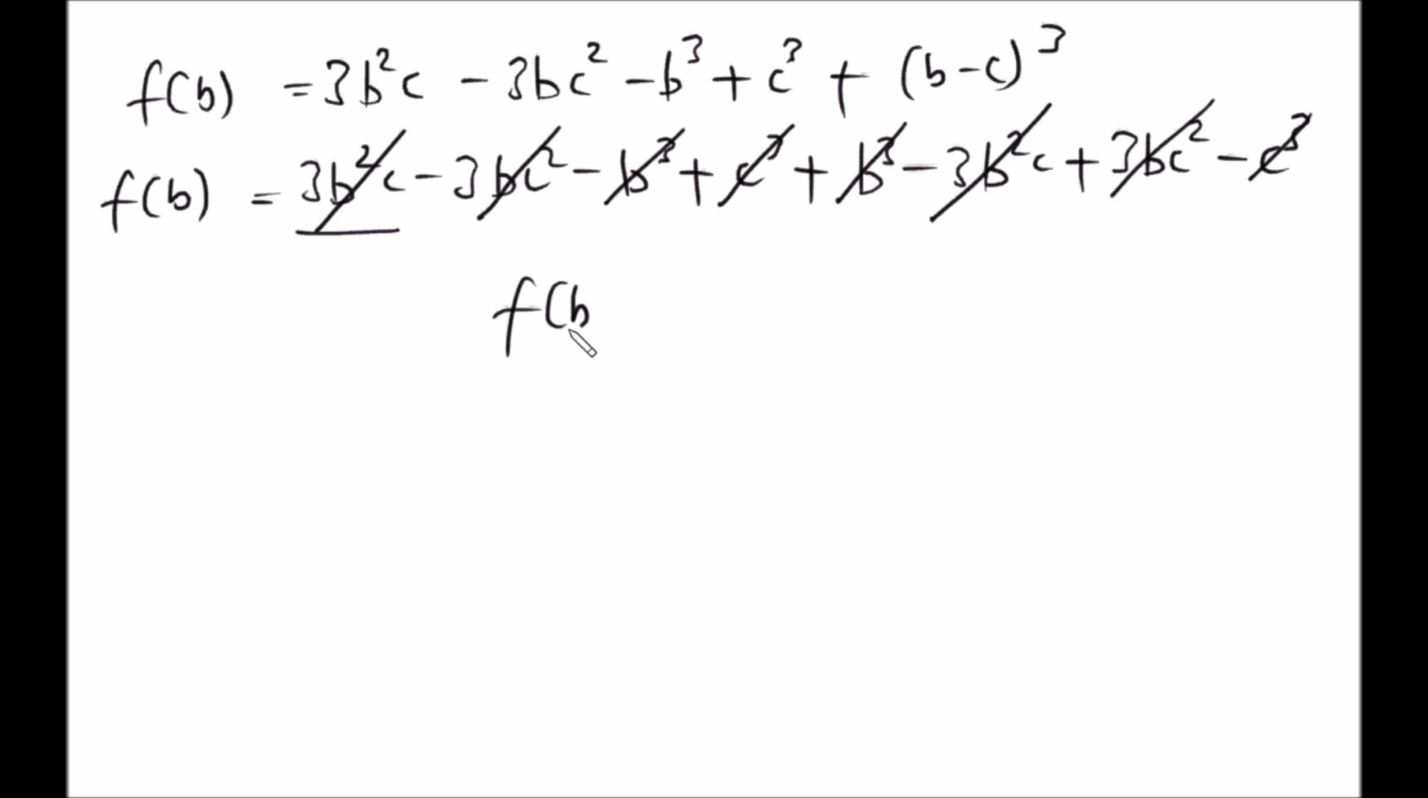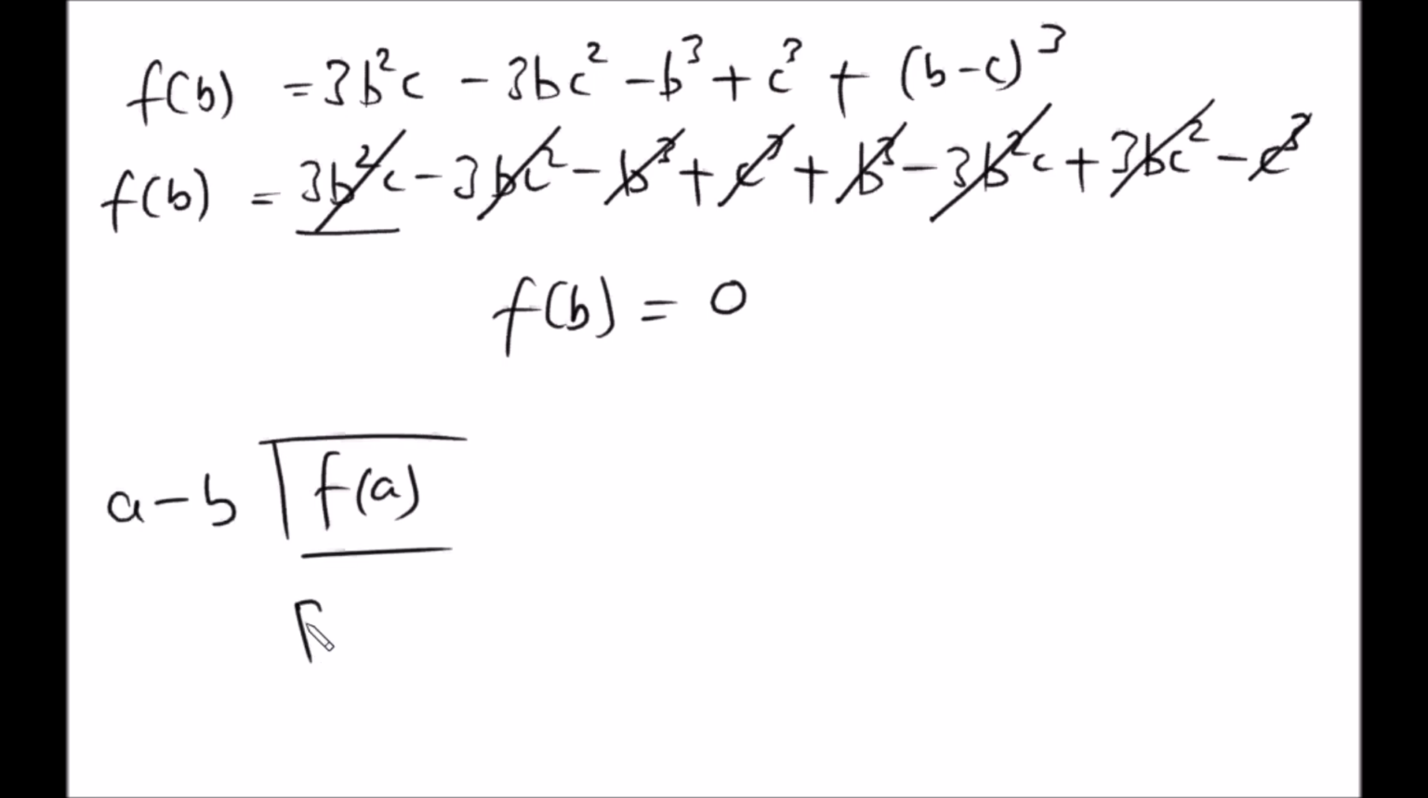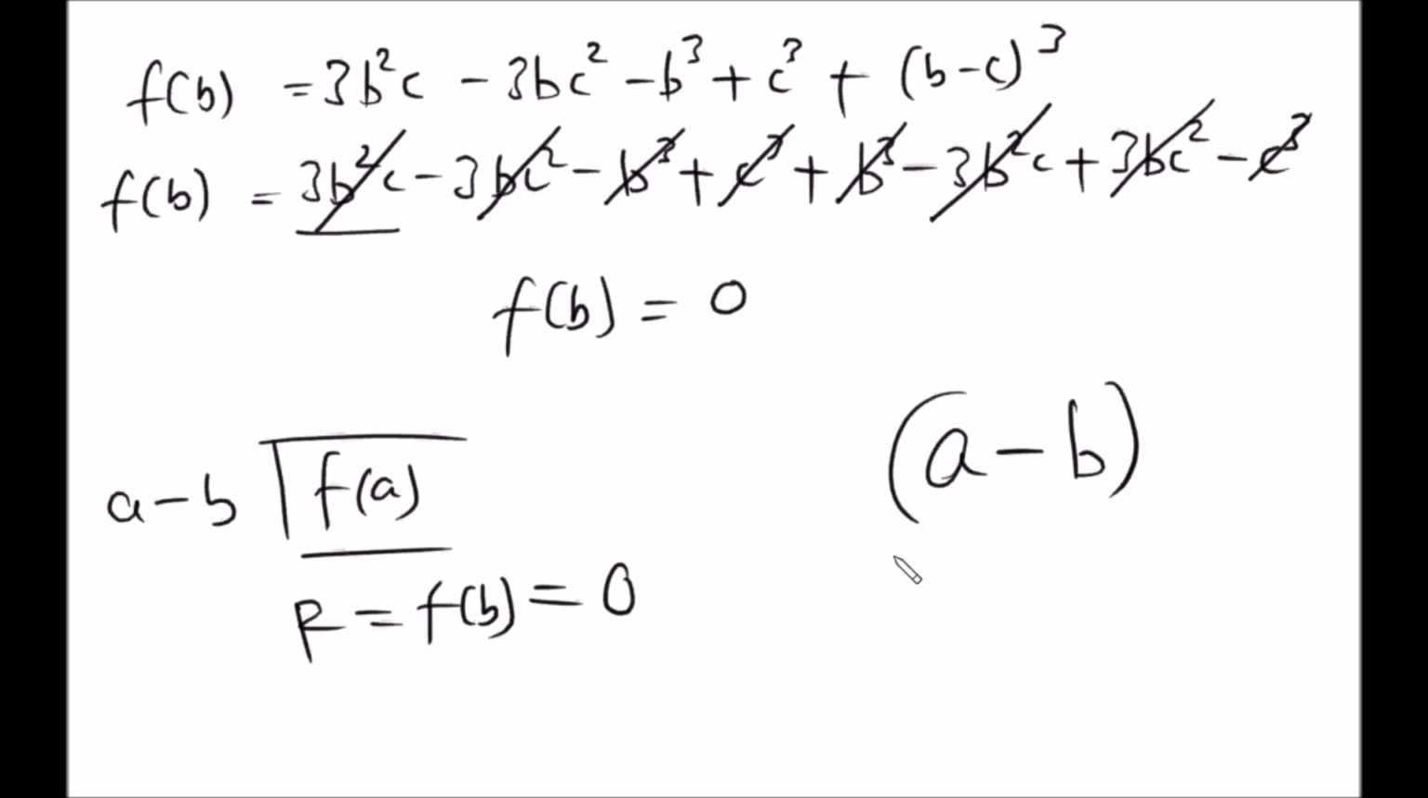So kumbe fb ni sasa na nini? Na 0. Kwa hiyo unaona nikichukua f of a nikagawanya na a minus b, my remainder ni sasa na f of b, lakini tumeona hapo f of b ni nini? 0. Kwa hiyo factor ya kwanza ni nini? A minus b.